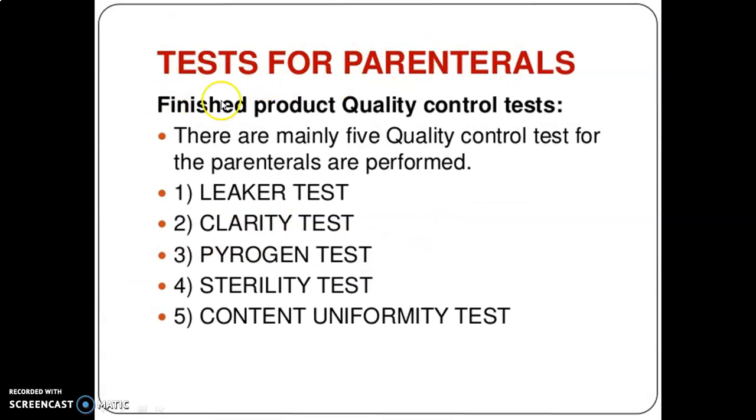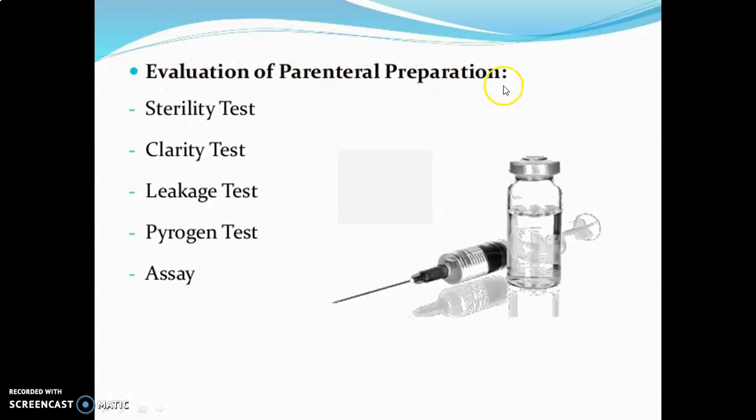Tests for parenterals, finished product quality control tests. There are mainly 5 quality control tests performed for the parenterals: leak test, clarity test, pyrogen test, sterility test and content uniformity test. Evaluation of parenteral preparation: sterility test, clarity test, leakage test, pyrogen test and assay.